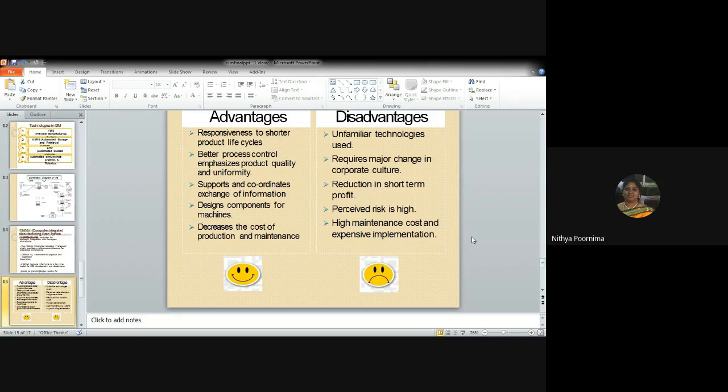Perceived risk is high. Definitely, if one line or one machine crashes, your monthly production will be blocked. Or if you don't produce your component at the right time, it goes as slack into the inventory. So we always have to make sure that our product reaches the customer at the right time. So there will be a risk. And when we have automation systems, there will be an expensive implementation, right? So maintenance cost will be high.